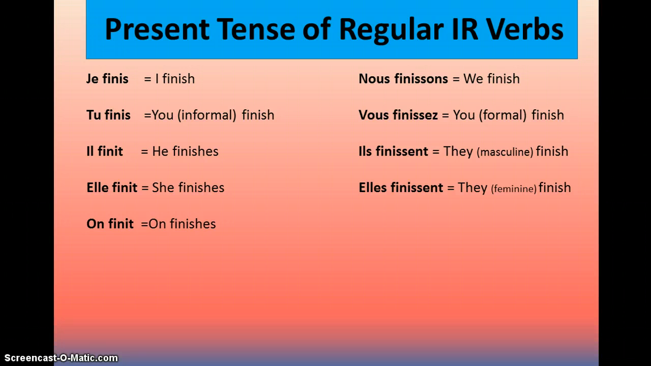He finishes, il finit. She finishes, elle finit. And one finishes, on finit. Also notice that the T is not pronounced. We finish, nous finissons. You formal finish, vous finissez. They masculine finish, ils finissent. And they feminine finish, elles finissent. Notice for they that the ENT ending is not pronounced.